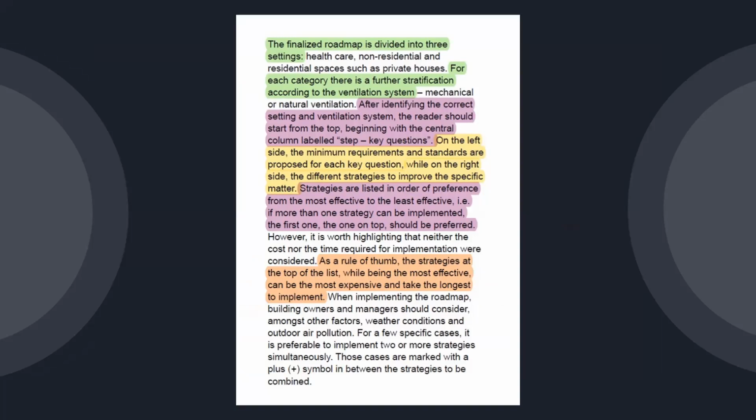labeled Step Key Questions. On the left side, the minimum requirements and standards are proposed for each key question, while on the right side, the different strategies to improve the specific matter are mentioned. Strategies are listed in order of preference from the most effective to the least effective. That is, if more than one strategy can be implemented, the one on the top should be preferred. As a rule of thumb, the strategies at the top of the list, while being the most effective, can be the most expensive and take the longest to implement.